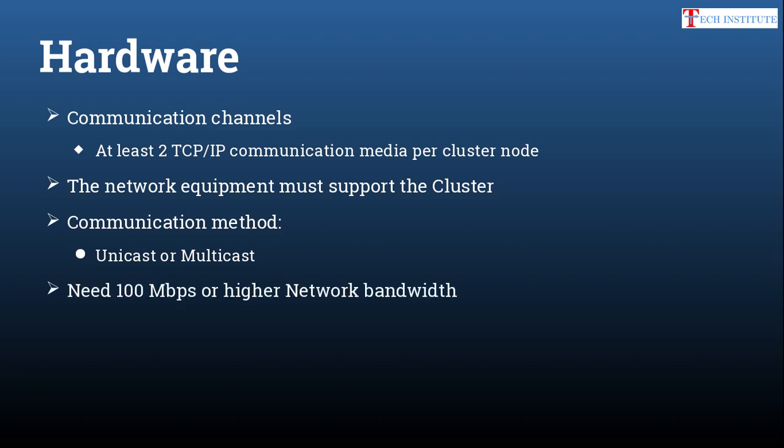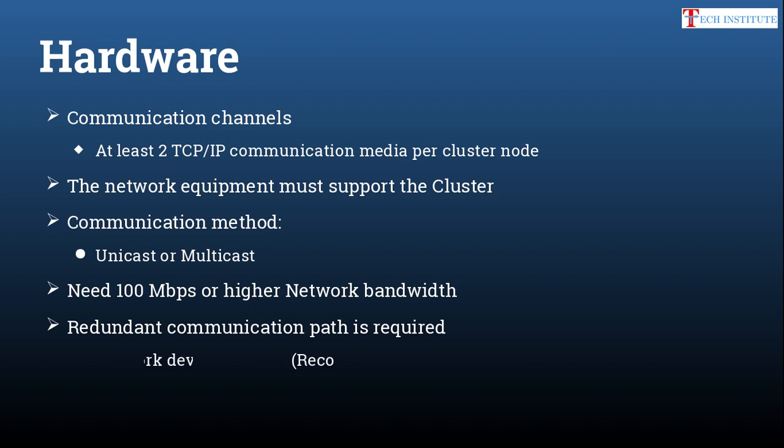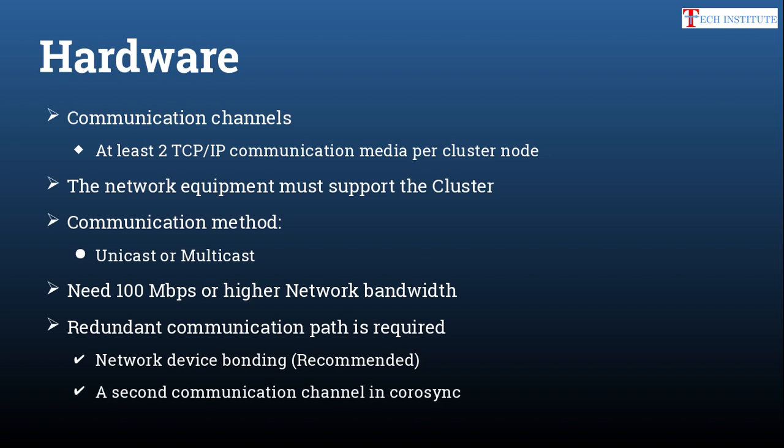You should have a minimum 100 Mbps link configured for your cluster nodes, and you must configure the cluster communication path via a redundant channel. For that you can either use a network bond, or you can configure a second communication channel for Corosync.